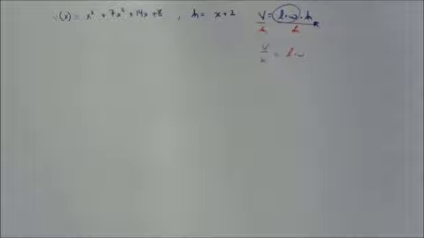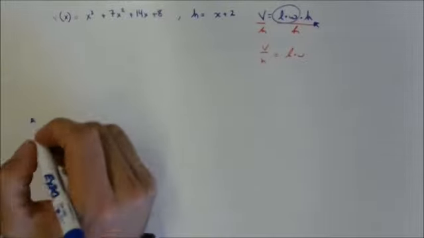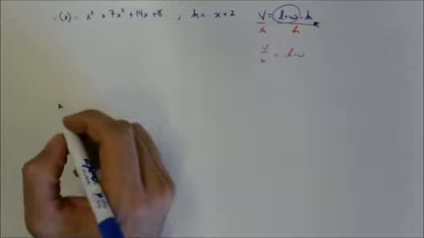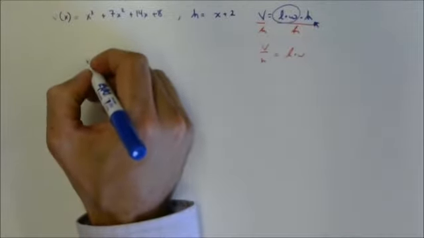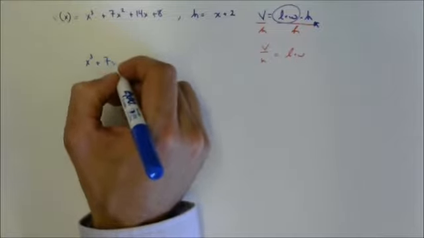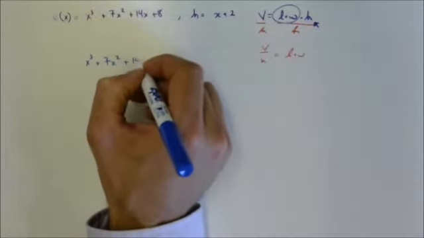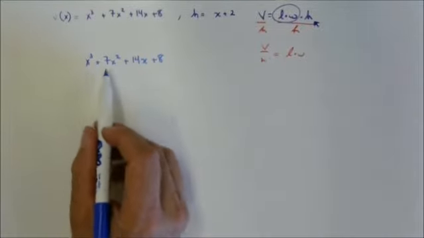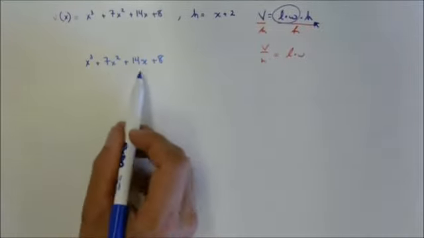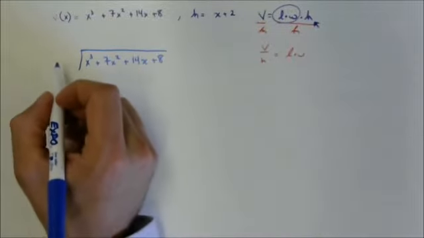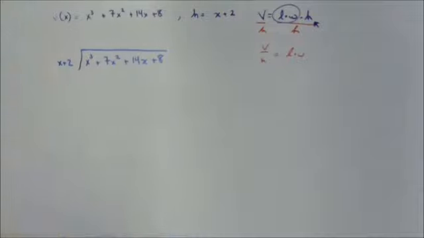All right, so here we go. We are going to divide the volume by the height. So here's our volume: x cubed plus 7x squared plus 14x plus 8. I double check to see, yep, it's arranged in descending powers of x, and I don't need any placeholders because all the terms are there. I'm going to divide that by x plus 2.